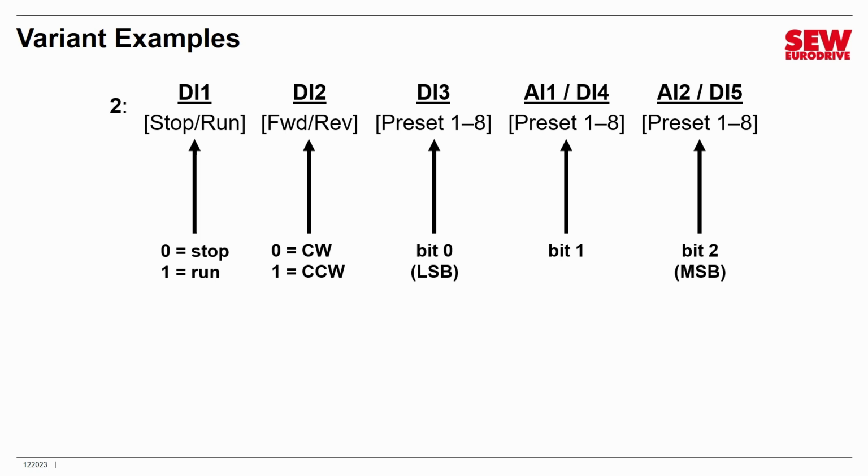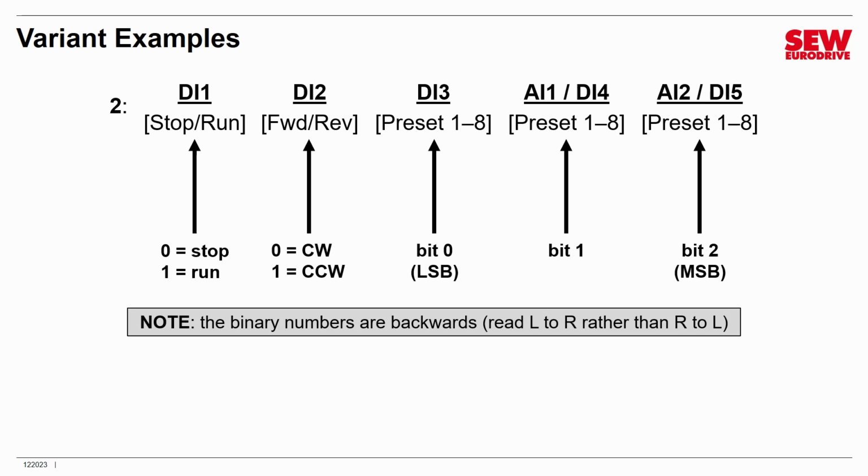Now, just a little warning and a reminder, you've probably already noticed this, but the binary numbers are read backwards. In other words, the least significant bit is on the left, the most significant on the right. Normally, when you see binary numbers written, they're read the way that we handle ordinary numbers. They're read from right to left, not left to right.